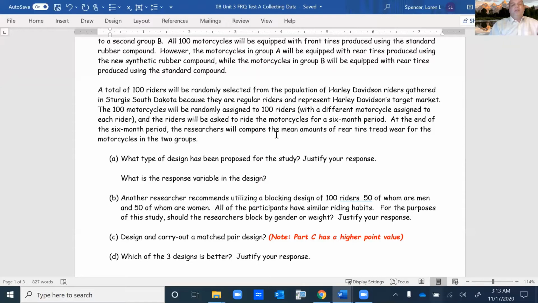Those 50 represent replication. And the reason we use replication is so that we can make sure that we can generalize. If we only choose one person, that one person might have special traits. So by including multiple, we're able to generalize over the variation of several different people types.